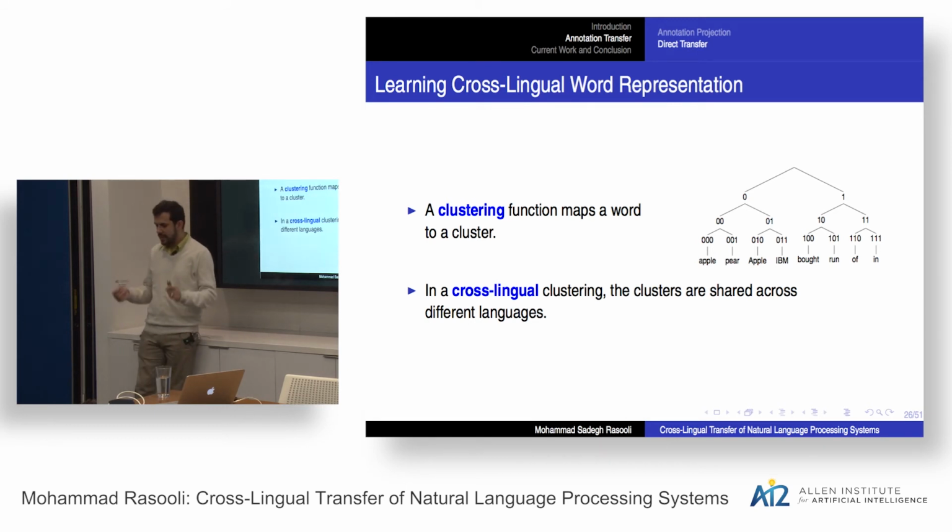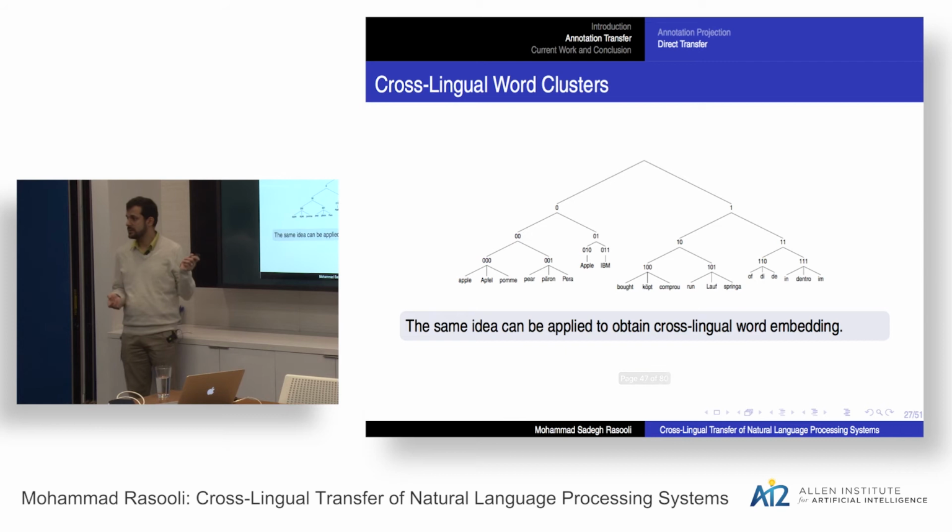The question is, can we come up with a word clustering method that is beyond one language, such as this? So this is a fake clustering, but it kind of shows what I mean by that. Here's the word apple, the word apfel and palme are the same meaning of apple. So ideally, we need these kind of words to be in the same neighborhood. And just to remind you, whatever idea that we have, the same idea can be applied to create cross-lingual word embeddings.